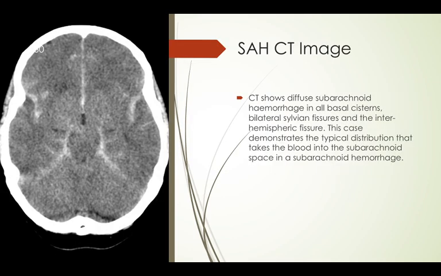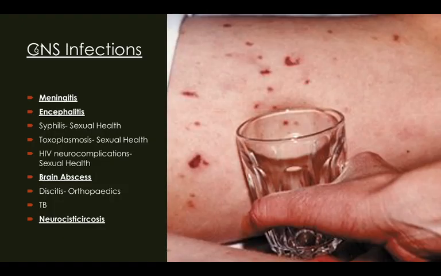And so just to recap on that CT image, CT here shows again a subarach with blood in the basal cisterns, the sylvian fissures and the interhemispheric fissure. And it's that typical distribution that you tend to see in most subarachnoid hemorrhages into the subarach space. Fine, so that's it really for subarachnoid hemorrhages.